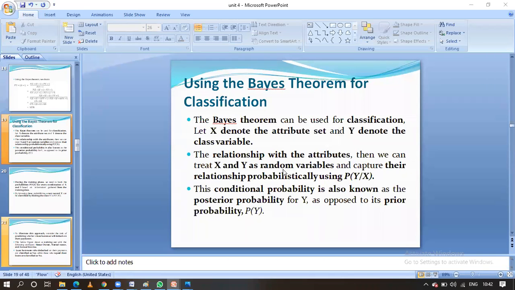Their probability relationship we are going to find out, that is probability of Y given X. With the help of this, we are going to find out the probability relationship. This probability of Y given X, we call a posterior probability. The normal probability, probability of Y, we call a prior probability. This one we call a posterior probability. The difference you have to note down. Probability of Y given X is the posterior probability, and probability of Y is the prior probability. Okay, right?